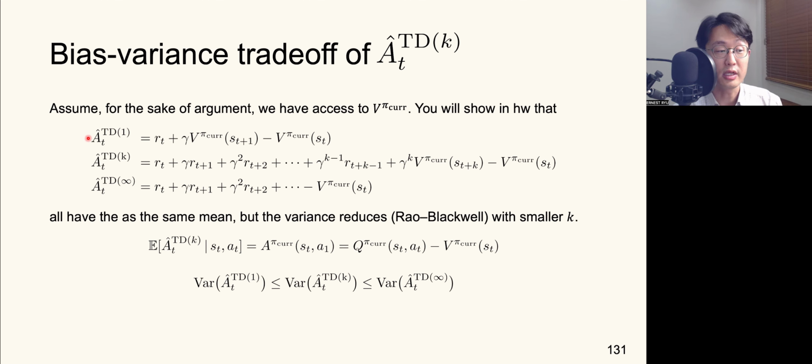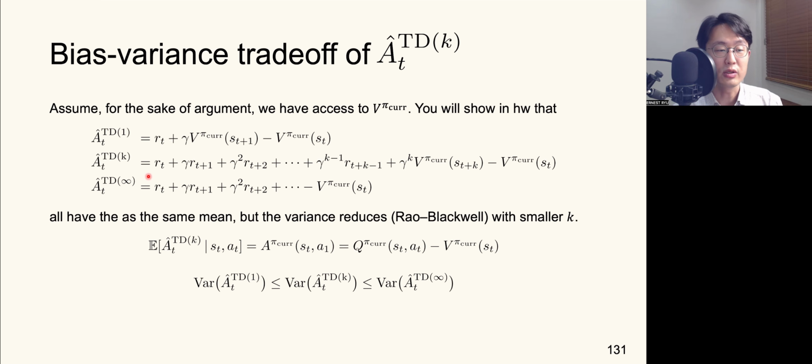So this is the TD1 estimate. So we get the current reward, and then we transition to state S t plus one, and we plug that into the current value function. And we subtract out as a baseline the value function evaluated at the current state S t. This is TD1. We have a TDK.